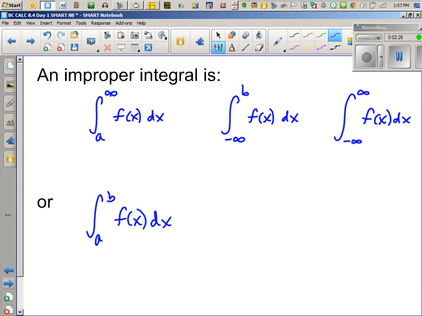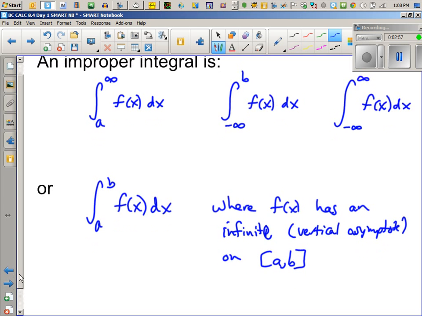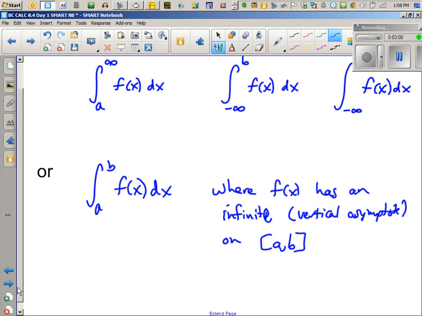Another kind of improper integral is an integral that looks harmless enough. That doesn't seem to have any problems with it. Where f of x has an infinite discontinuity, or you could say a vertical asymptote, on the interval AB. And that includes at A or at B. So here's what we're saying.